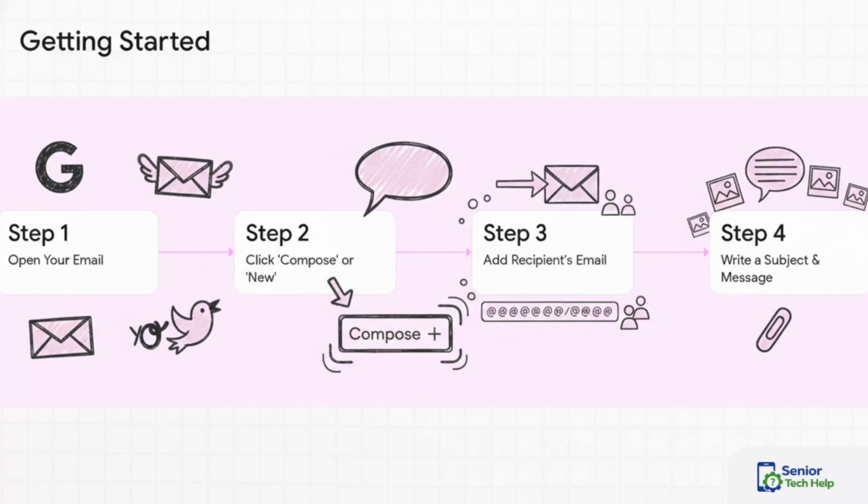Okay, here we go. First things first, just open up your email. Then look for a button that says something like Compose or New to start a brand new email. In that To line, you'll just type the email address for the person you want to send it to. And of course, it's always nice to add a subject, like thinking of you, and maybe a short message.